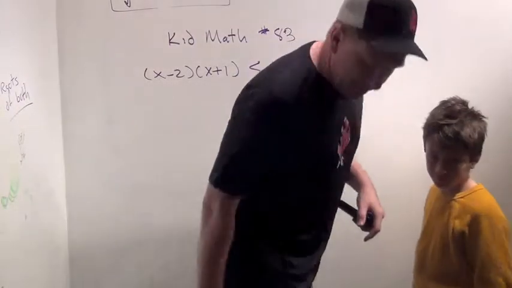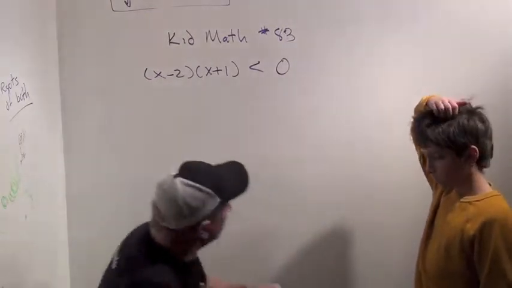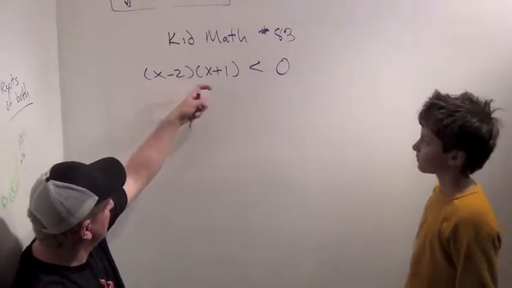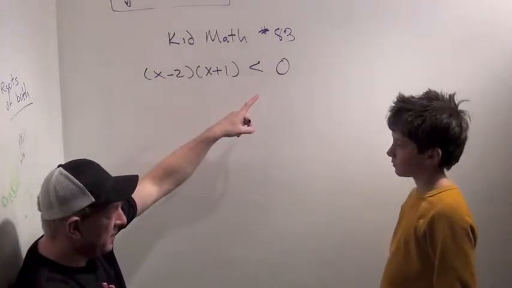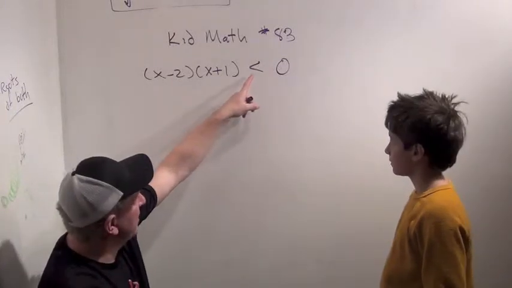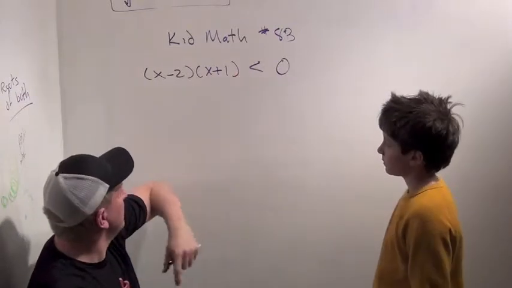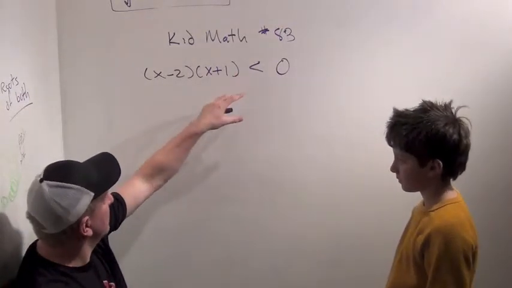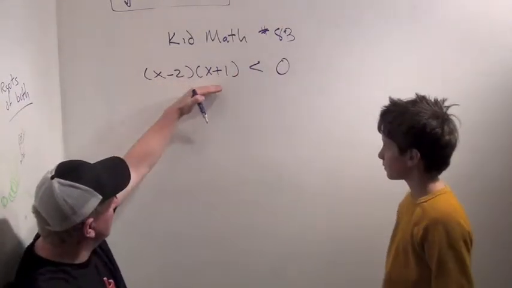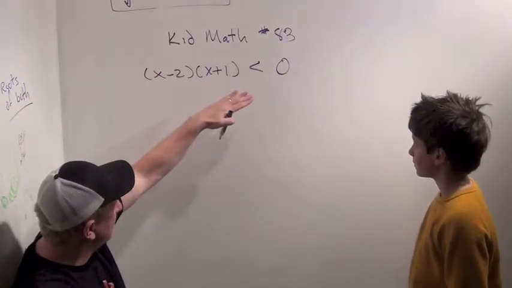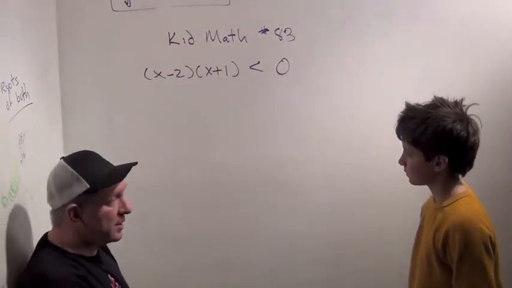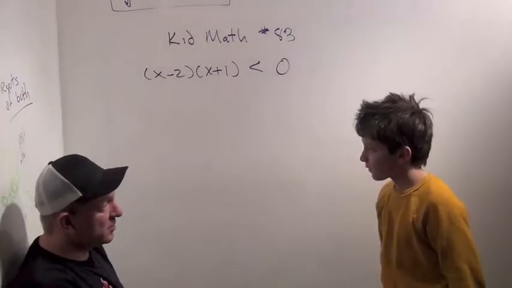KidMath number 83. In KidMath number 82, we left off looking at this equation: x minus 2 times x plus 1 is less than 0. Actually, I can't remember, it may have been less than or equal to 0, but anyway, let's just say it was less than 0, and it's pretty much the same thing. So we have something that's nicely factored, and we're trying to solve for when this is less than 0. How would you do that?